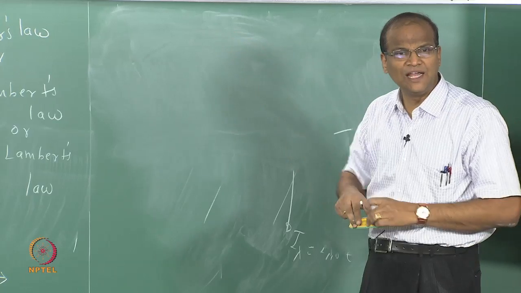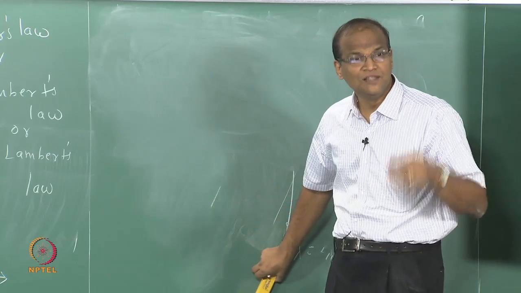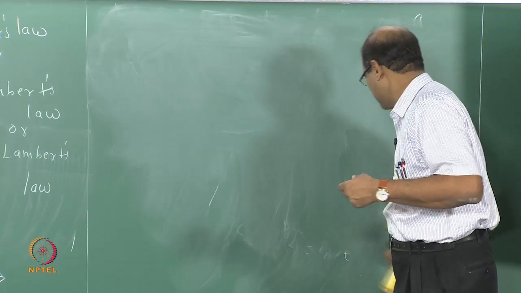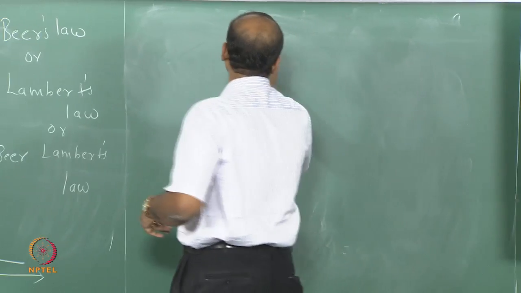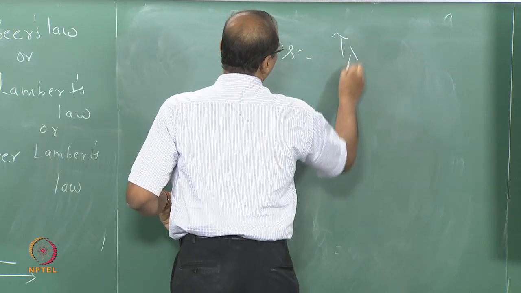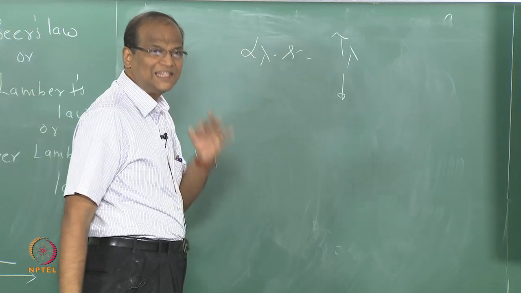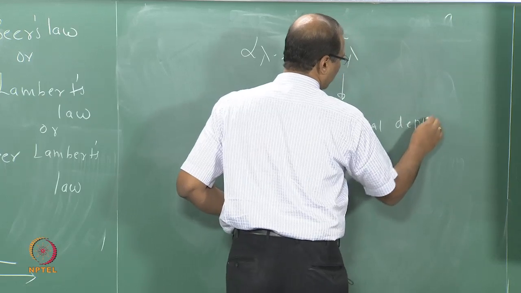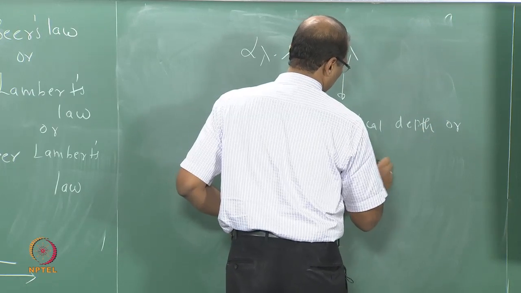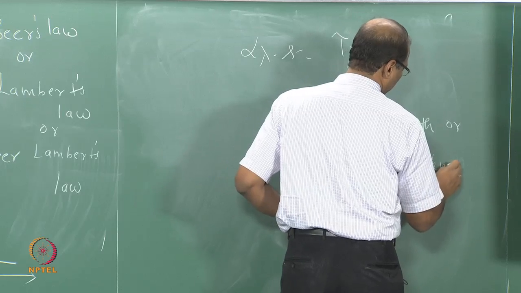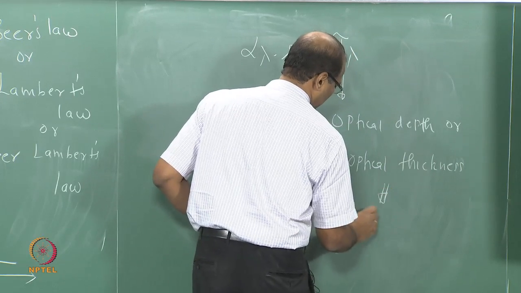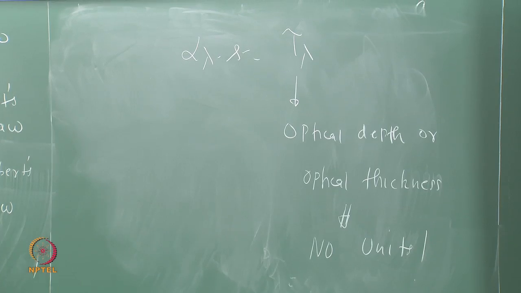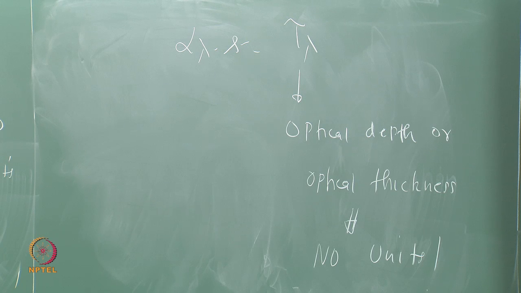This is only an asymptotic case, but when emission has to be considered, then you will watch the fun, it becomes mathematically very involved to solve. Tau lambda is called the optical thickness or optical depth. It has no units, it is dimensionless.